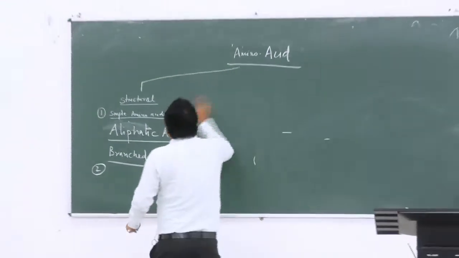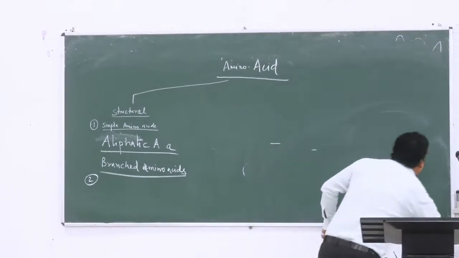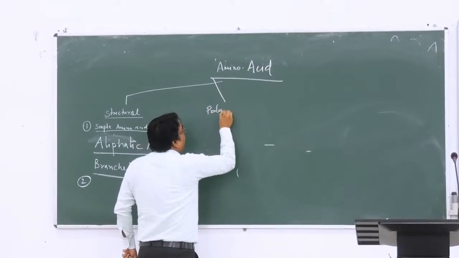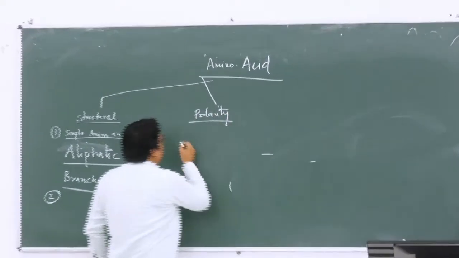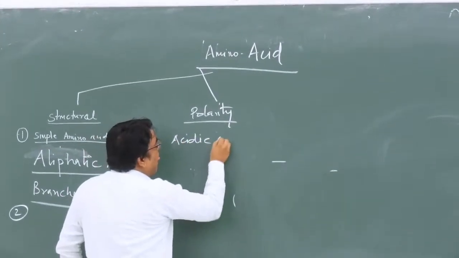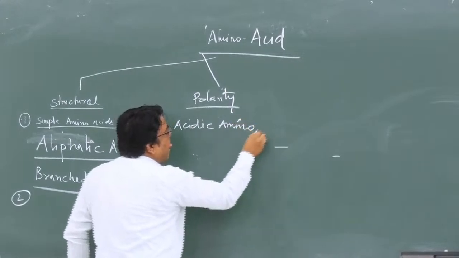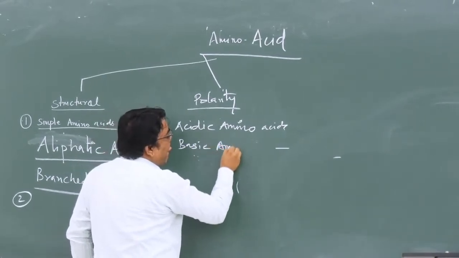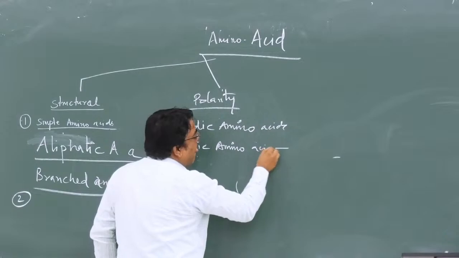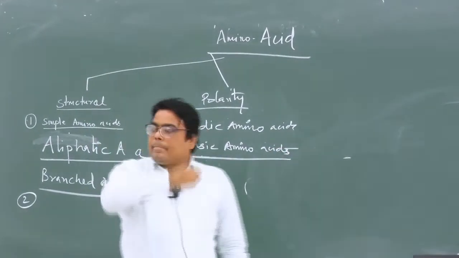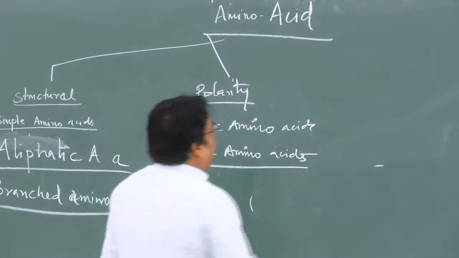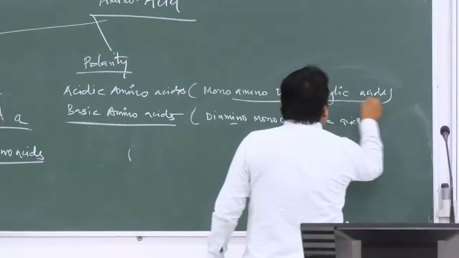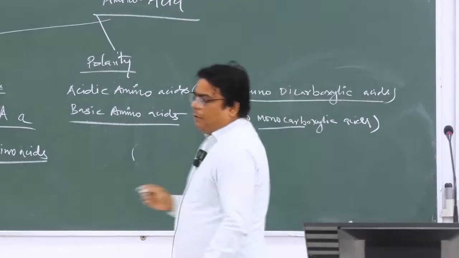Now the second one is classification on the basis of polarity: acidic amino acids and basic amino acids. We sometimes call these amino acids monoamino. These are examples of all these amino acids.